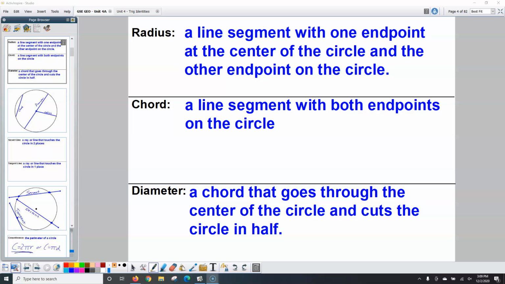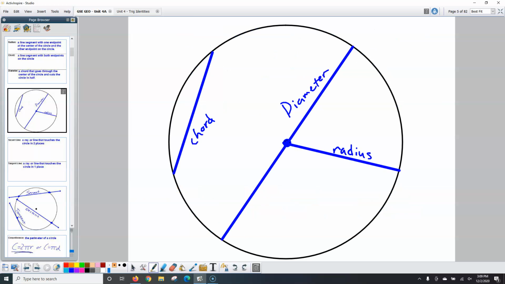You may or may not have heard what a chord is, but a chord is a line segment with both ends on the circle. We're going to give you a picture of that here in a second. Diameter is a chord, so it's a line segment with endpoints on the circle, and it goes through the center of the circle and cuts the circle in half. So here's your picture. There's a chord on the left side. Its endpoints are on the circle.